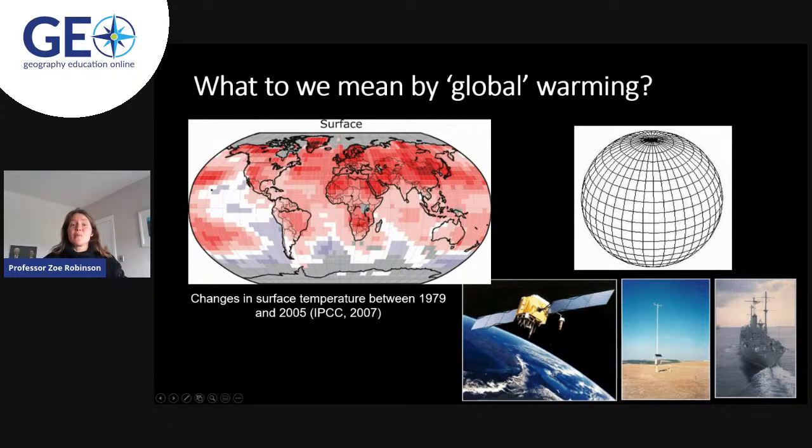The pictures on the bottom are just to highlight where our temperature records come from. So some in the middle there, land-based measurements, some sea surface temperature measurements from the past, but now really good global coverage through satellite imagery. So sometimes it's just worth stepping back and thinking about, well, what do we mean by a single figure? What's hidden behind it?